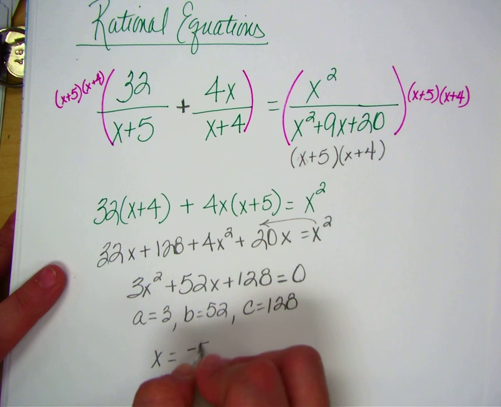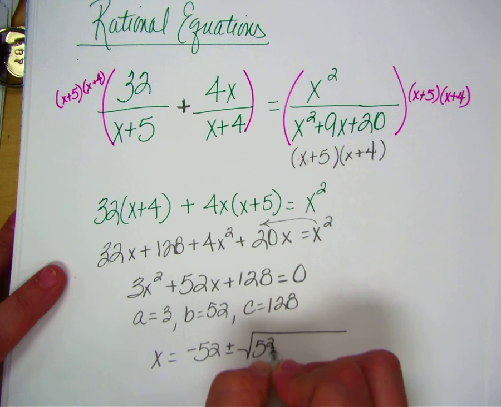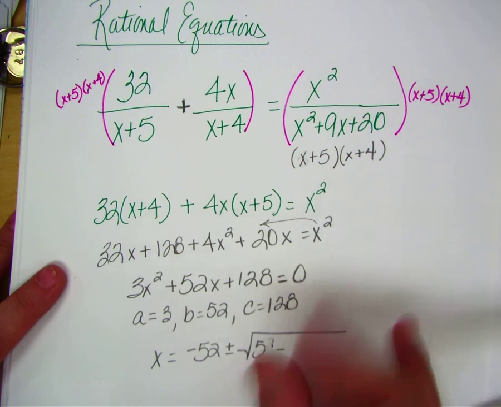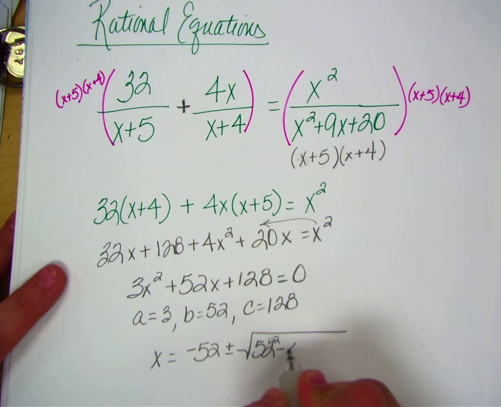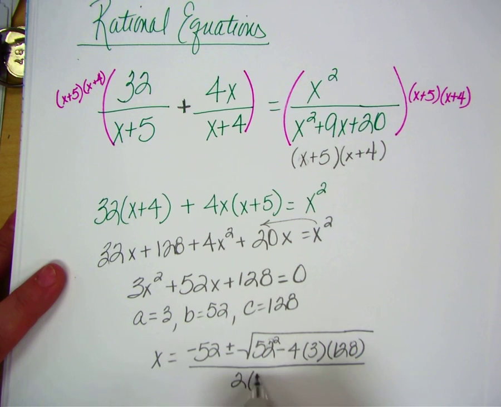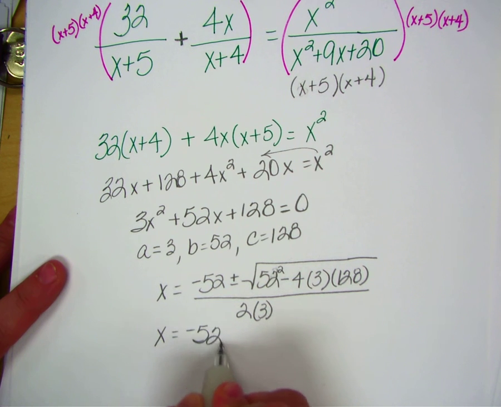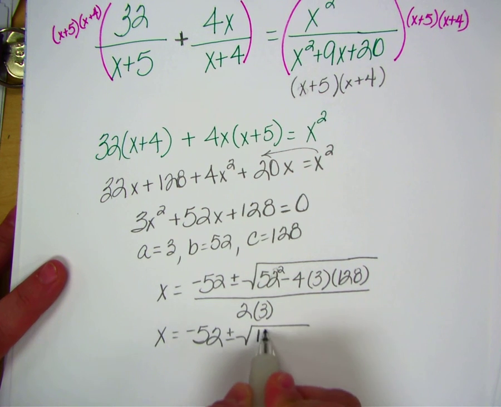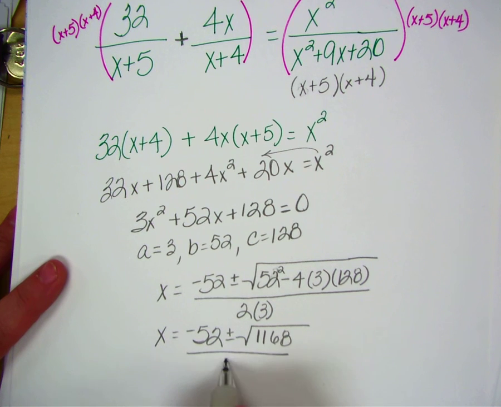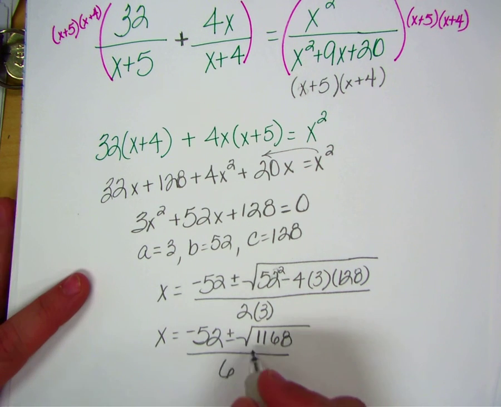x equals negative b plus or minus the square root of b squared minus 4 times a times c, all divided by 2a. So negative 52 plus or minus the square root of 1,168 divided by 6. If you had gotten that far, I would have been cool with it, and I would have given you the full credit. But that will reduce.